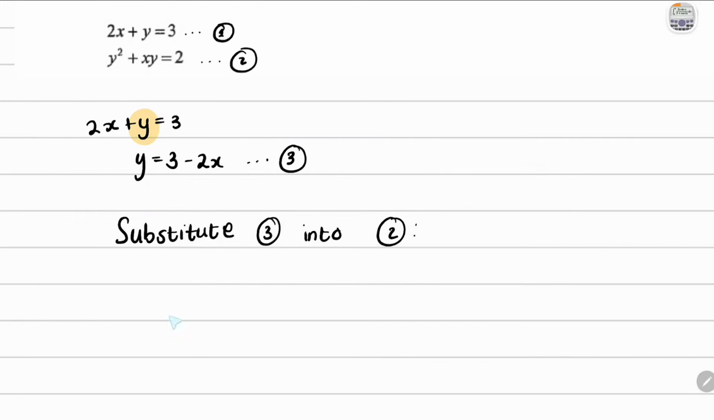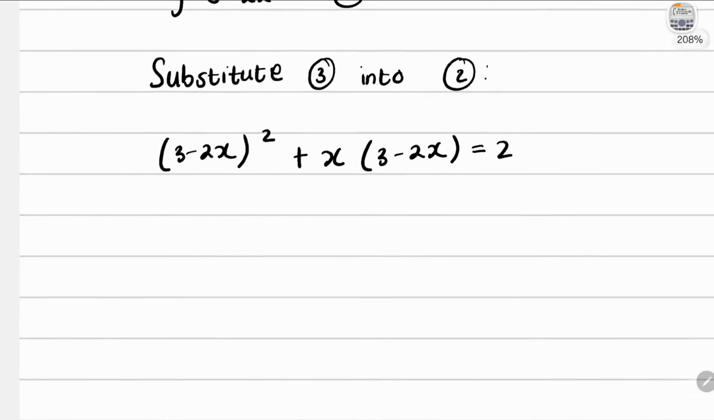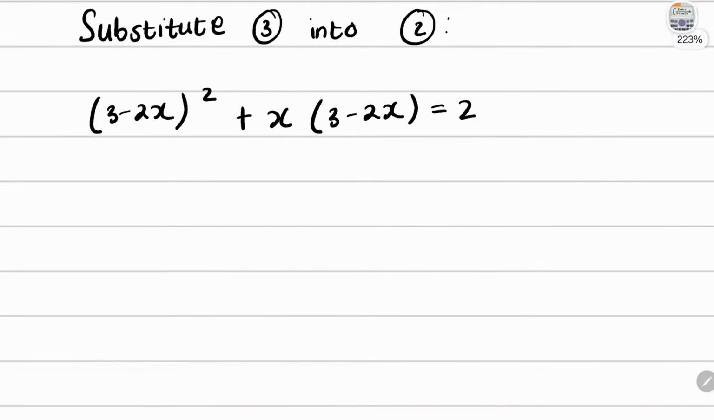So we have a y squared there. We'll just say (3 minus 2x) squared, because that's y squared. Then we have plus, and we have x first, and then y again, so x times (3 minus 2x) is equal to 2. So that is our equation 2, and we can go ahead and solve for x now.